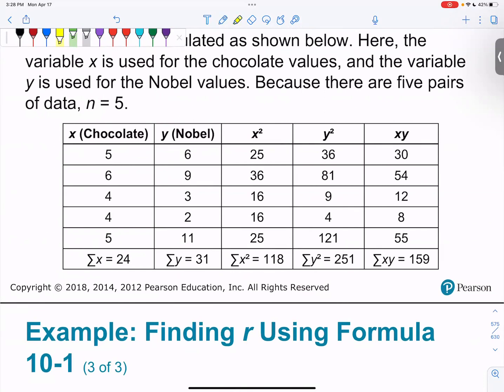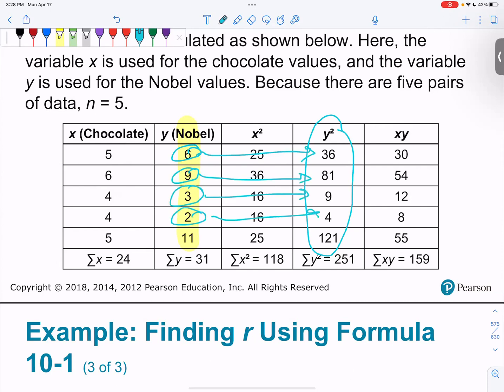So we have X here, and we have Y here. Second, we calculate X squared. So it's 5 squared equal 25, 6 squared, 36, 4 squared, 16, 16, and this is 25, right? And then the same here for Y squared. So 6 squared will be 36, 9 squared, 81, 9, 4, 21, okay?